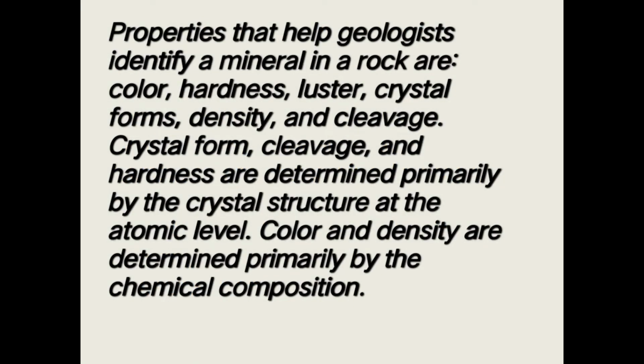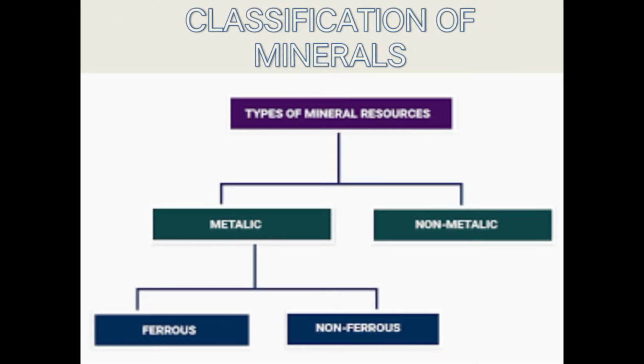The properties that help geologists identify a mineral in a rock are color, hardness, luster or shine, crystal form, density, and cleavage. The cleavage, the crystal form, and the hardness are determined primarily by the structure at the atomic level. Color and density are determined primarily by the chemical composition.